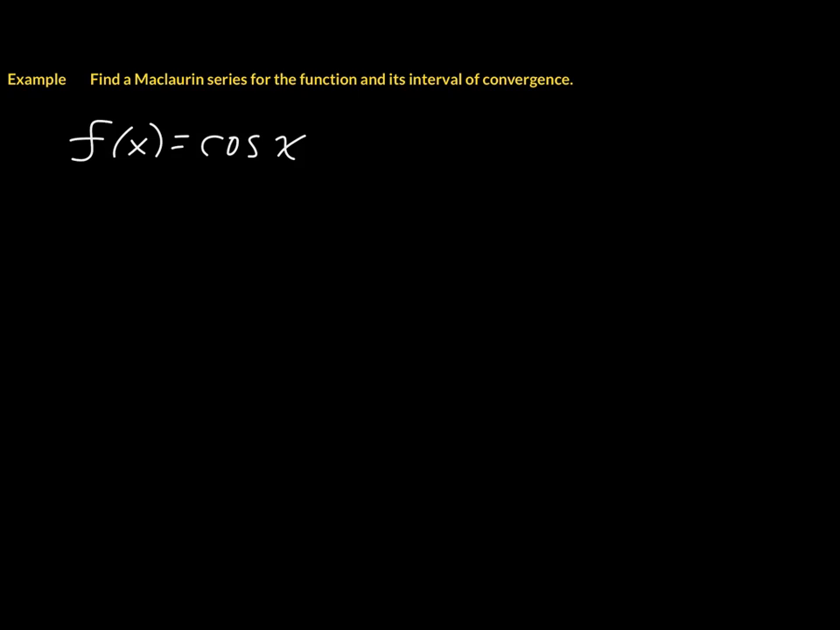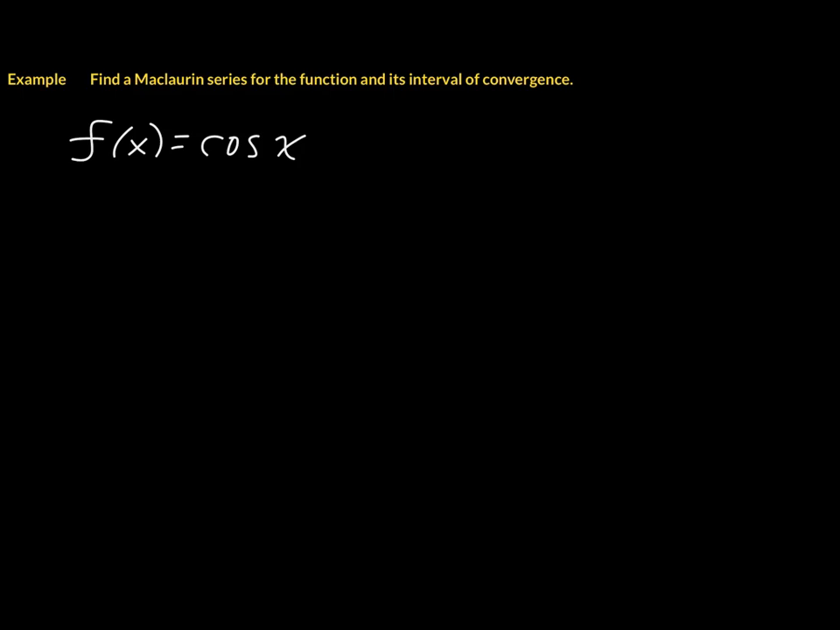All right, here's our first example. We're going to find a Maclaurin series for this function. Again, don't forget, a Maclaurin series just means we're finding a Taylor series centered at 0. Also, once we find the Maclaurin series, we'll find the interval of convergence for that series. So what we need to do first is find all the derivatives, and then evaluate all the derivatives, including the original function, at 0.